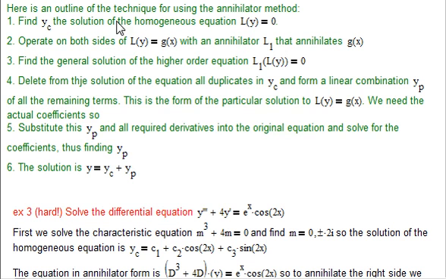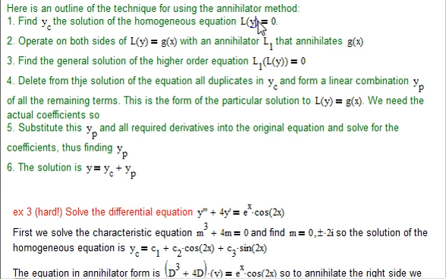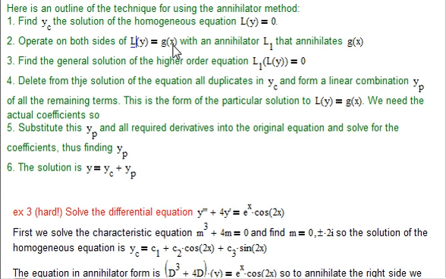Here's an outline of the technique for using the annihilator method. Find our complementary solution, which is the solution of the homogeneous equation, linear differential operator applied to y equals 0. Operate on both sides of the non-homogeneous equation with an annihilator L1 that annihilates the g of x also. So we annihilate on both sides to get rid of the g of x.